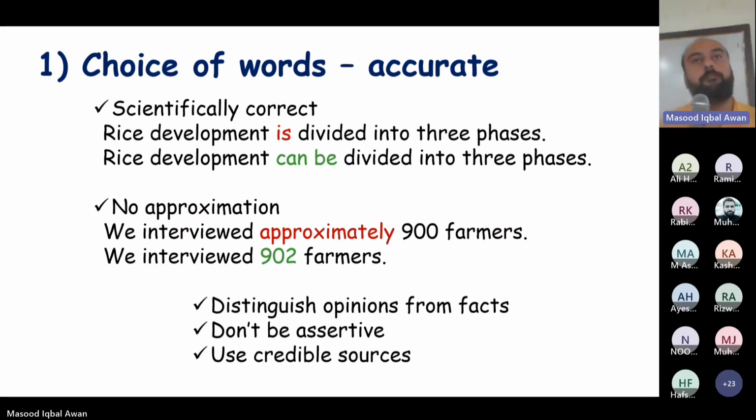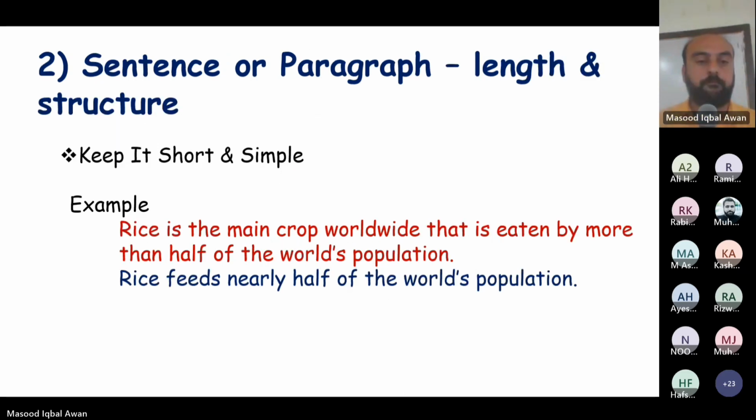So, so far I have explained that the words we choose in scientific writing should be simpler, familiar, and appropriate. And now the last point, the words or sentences that we write should also be accurate. For example, they should be scientifically correct. If I write rice development is divided into 3 phases, somebody else can say that rice development is divided into 2 phases, vegetative and reproductive, or into 4 phases. So we don't need to be assertive in our writing. If I write rice development can be divided into 3 phases, that's perfectly okay.